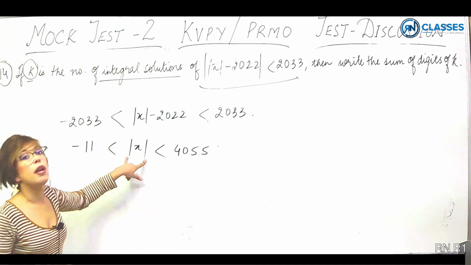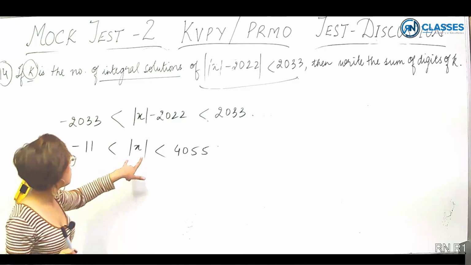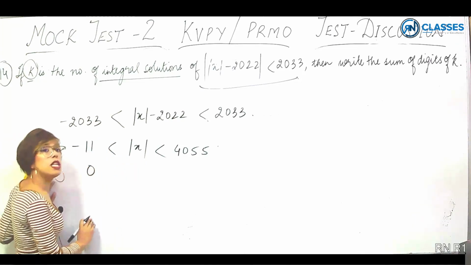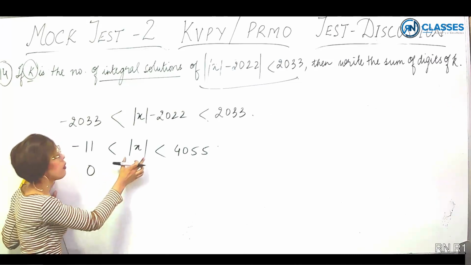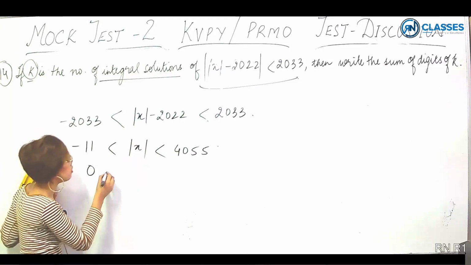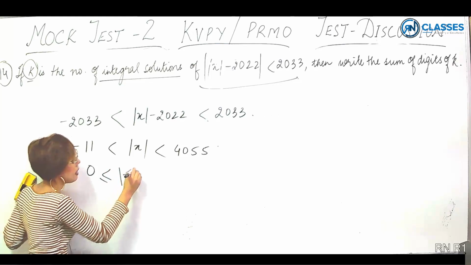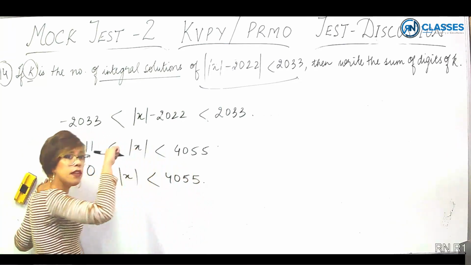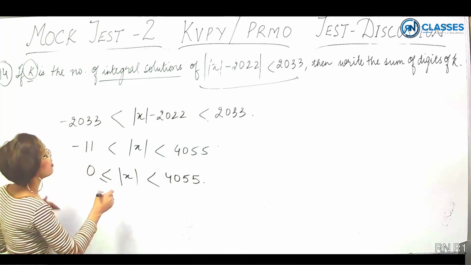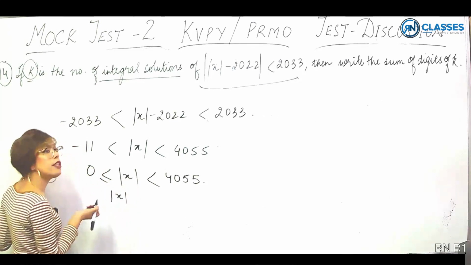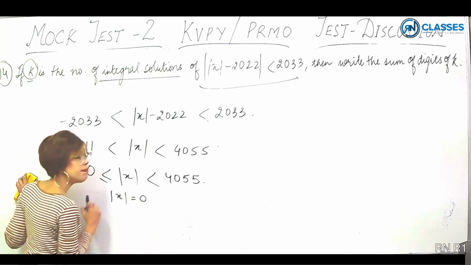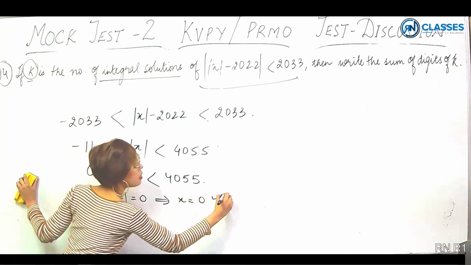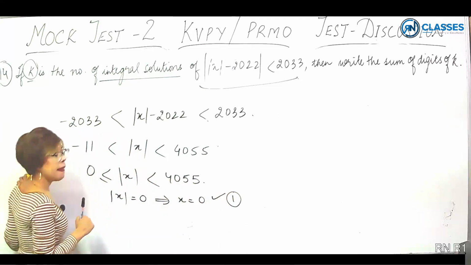Now mod of x lies between this and this. Mod of x is a positive quantity, right? So I can say it has to start with 0. Now can mod of x be 0? Yes. So 0 less than or equal to mod of x less than 4055. Now I need the integral solutions. That means mod of x will also be an integer. So it can be 0. Mod of x being 0 gives me x equal to 0 as the solution. That is just 1.